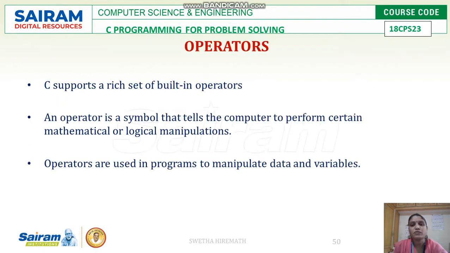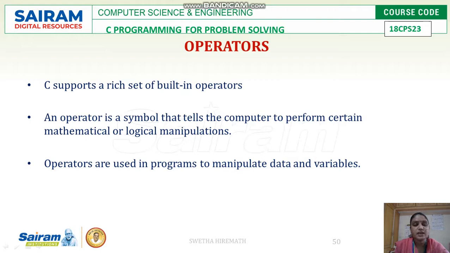Next we will move on with the operators. So what are these operators? Operators are also one of the C tokens. We have seen the different types of C tokens: keywords, identifiers, constants, strings, special symbols, and operators. So these operators are also C tokens which we use in our C program.